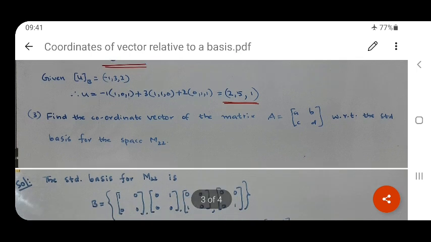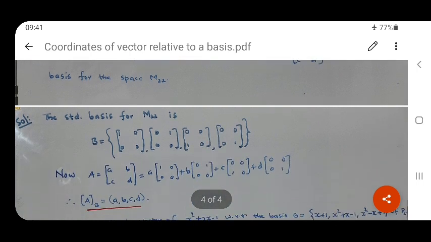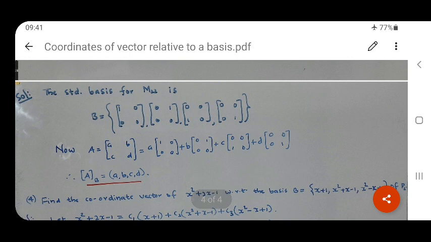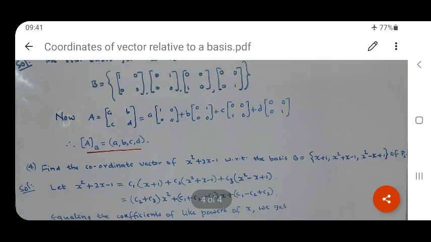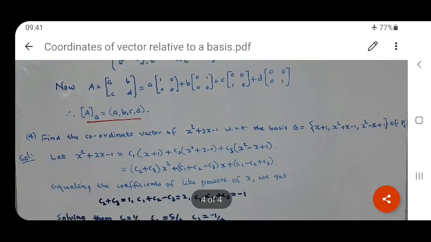As a third example, we have the 2 by 2 matrix with entries a, b, c, d. With respect to the standard basis for M22, which is {(1,0,0,0), (0,1,0,0), (0,0,1,0), (0,0,0,1)} as matrices, the coordinate vector is (a, b, c, d).